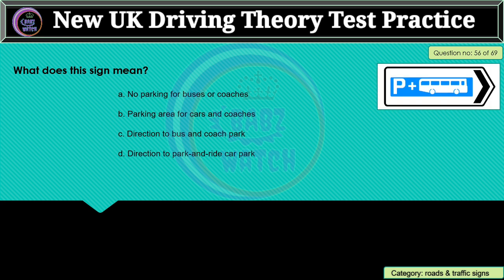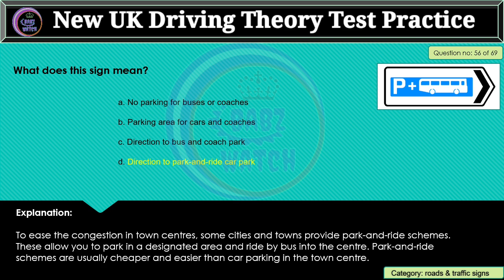Question 56 of 69. What does this sign mean? A. No parking for buses or coaches. B. Parking area for cars and coaches. C. Direction to bus and coach park. D. Direction to park and ride car park. The correct answer is D. Direction to park and ride car park.